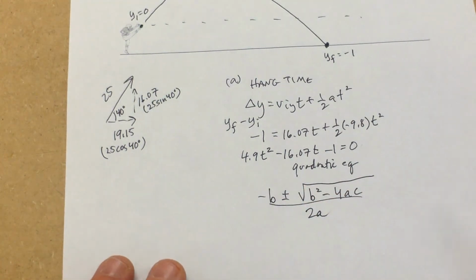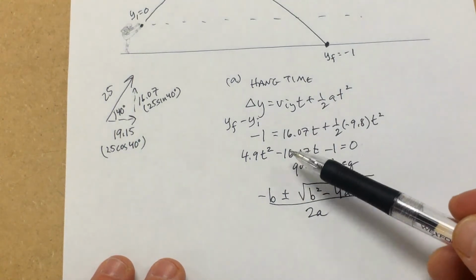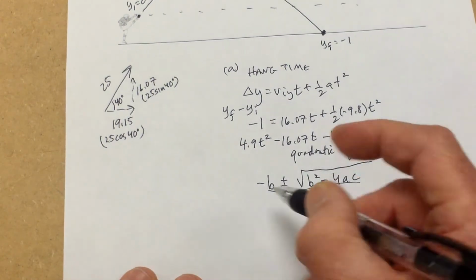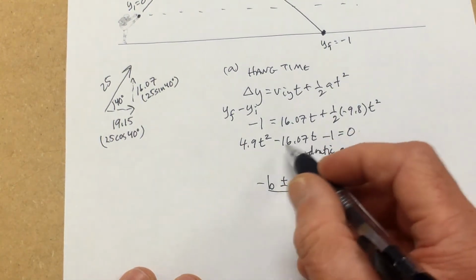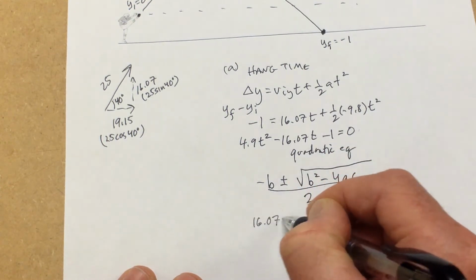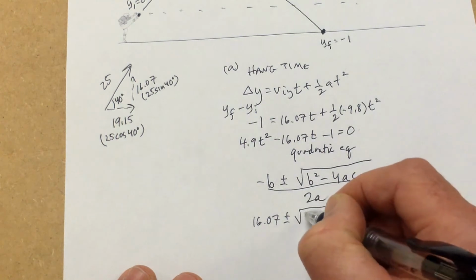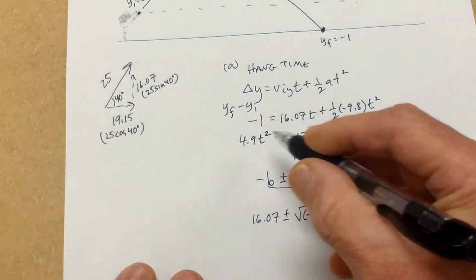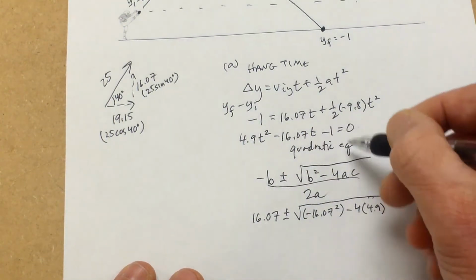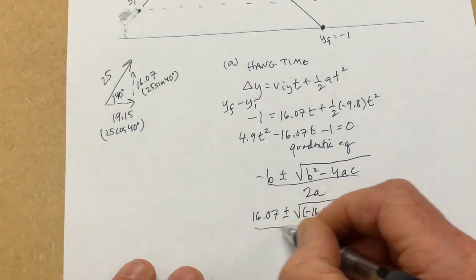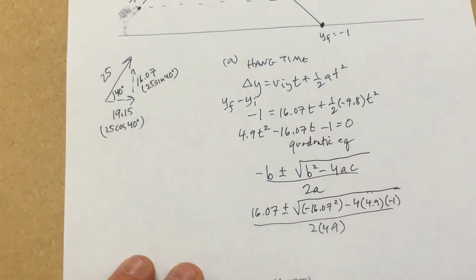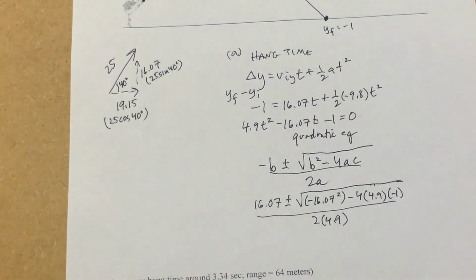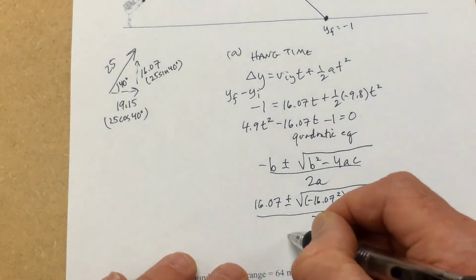You should know how to use all this. This is our A coefficient, this is our B coefficient, there's our C coefficient. Let's put our numbers in here. We want negative B, but B is negative 16.07, so I'm going to put 16.07 plus or minus the square root of B squared minus 4a, where a is 4.9 and c is negative 1. Watch your signs. All over 2 times a. There's your quadratic equation. Now what you have to do is go through all the mathematics. I'll do it in a couple steps here.